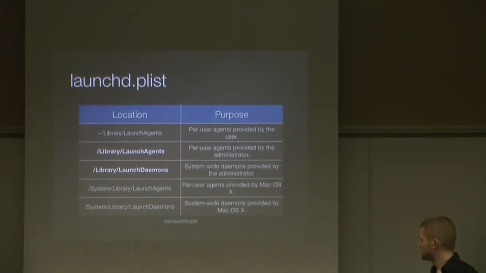And then the final two, which are important to know but don't touch them, are /System/Library/LaunchAgents and /System/Library/LaunchDaemons. Those are provided by Apple. Again, look at those for examples. There's tons of them in there, 300 or so.